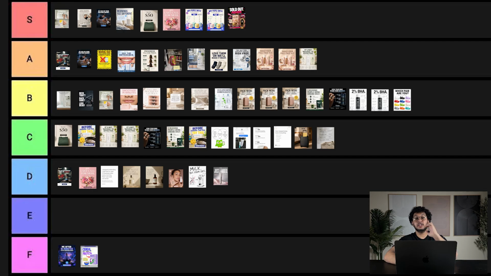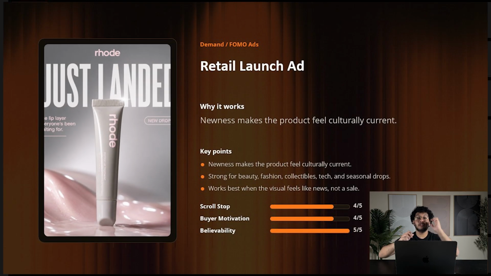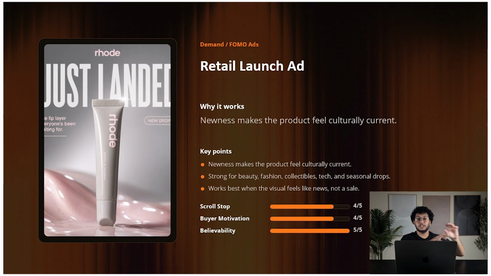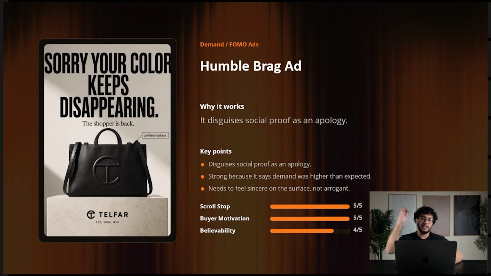Next is retail launch. Retail launch ads are D tier. Just landed or new drop can create attention, but new does not automatically mean desirable. A launch ad needs existing demand or a very strong product visual. Otherwise, it's just announcing something that the viewer may not care about. So I'd use this as a support format, not as a main acquisition ad. D tier.